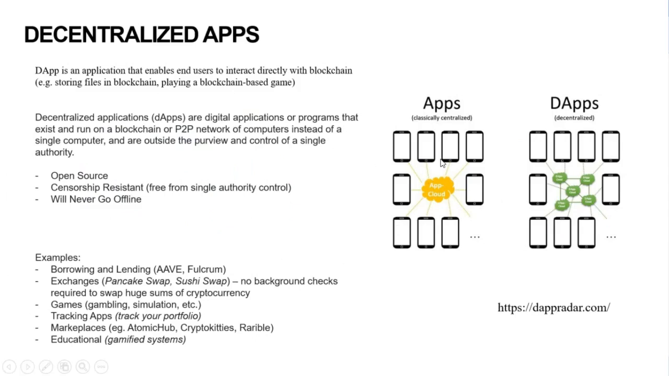So classically we have apps that have one cloud and then everybody connects to them. But in decentralized apps, we can have a different approach. Basically, a dApp is an application that enables users to interact directly with a blockchain, storing files and playing a blockchain-based game. So everybody is part of the app, basically. The app is a combination of all the users.